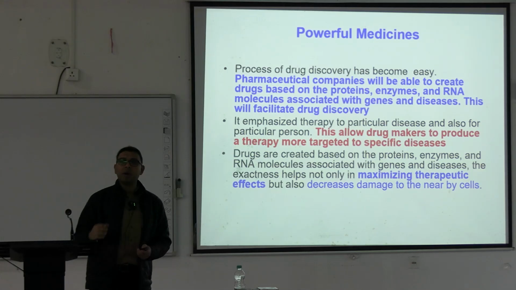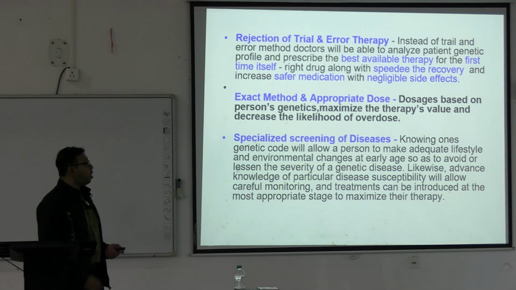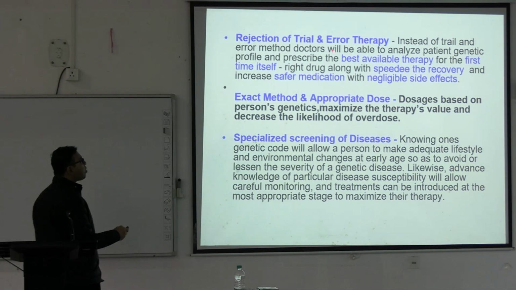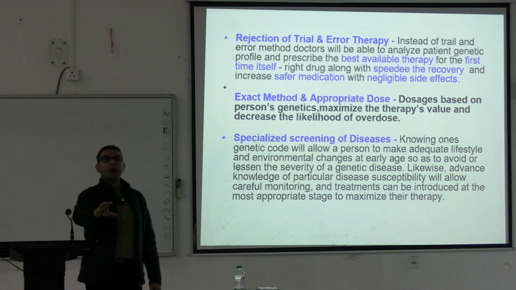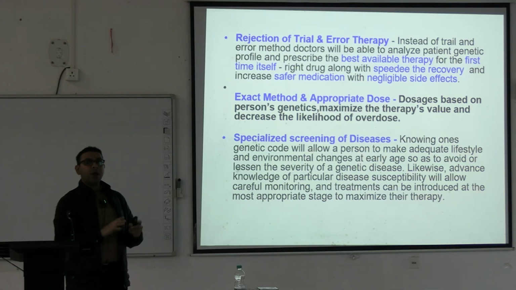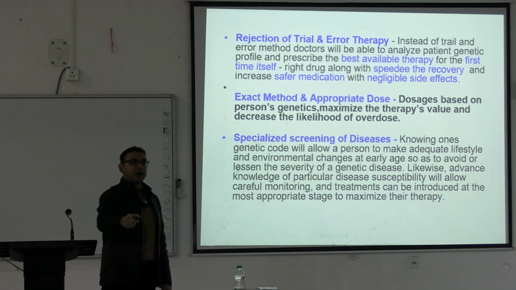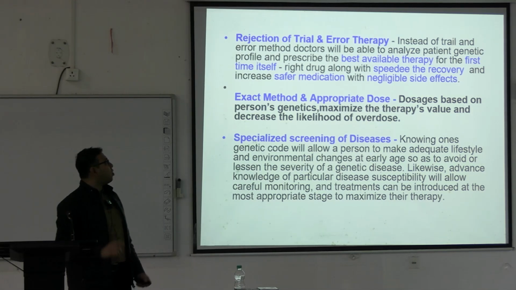It is quite costly, but in the future we can expect that the cost will decrease. So, rejection of trial and error therapy: basically we are giving some drugs, and if it is not working in that person we are changing the drug. But when the pharmacogenomic approach becomes more potent, we can firstly determine that this drug will act, and only in that case we can give that drug.